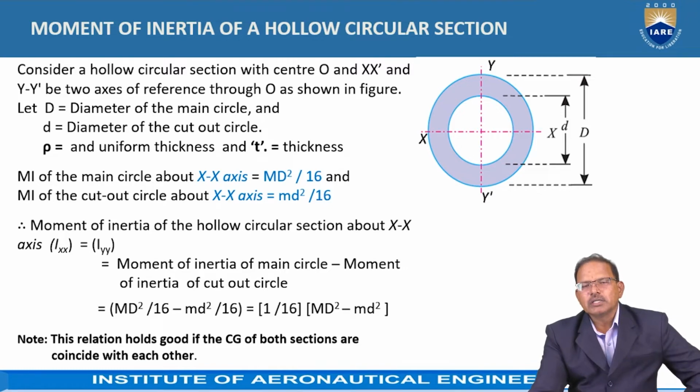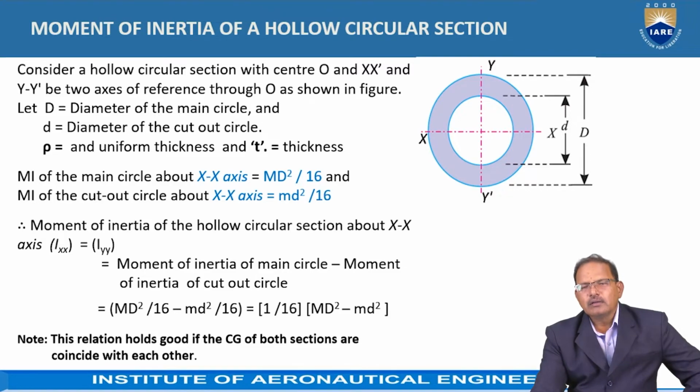Moment of inertia of a hollow circular section. Now let us consider a hollow circular section, a plate with uniform thickness T, where capital D represents the diameter of the outer circle, also called the main circle, and small d represents the diameter of the cutout circle, which is shown in the figure. The density of the material is represented by rho.